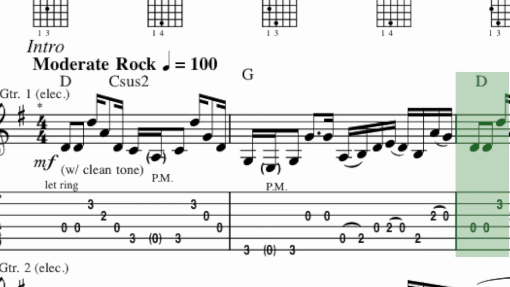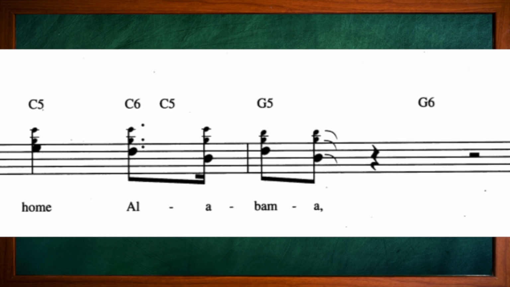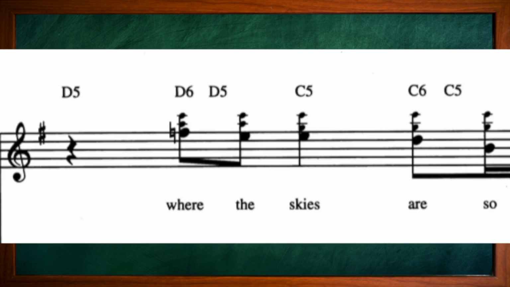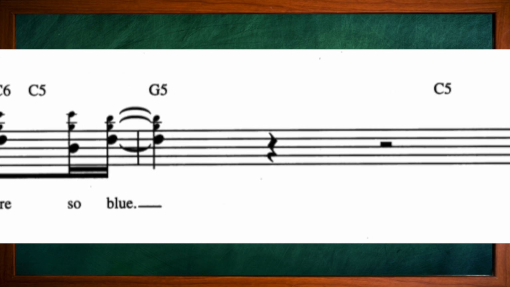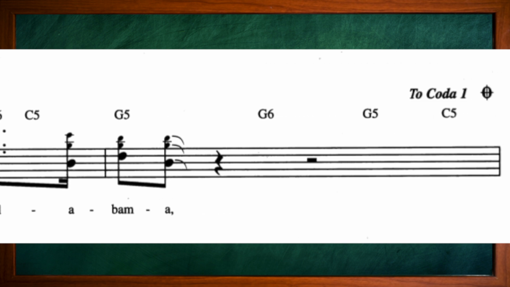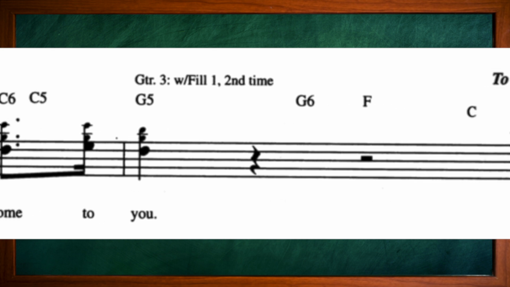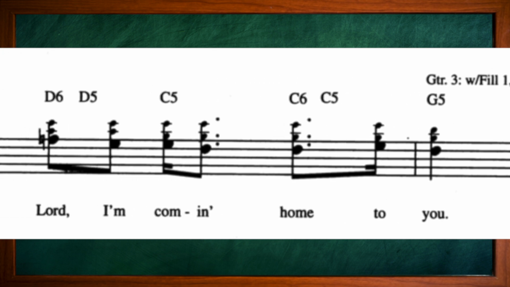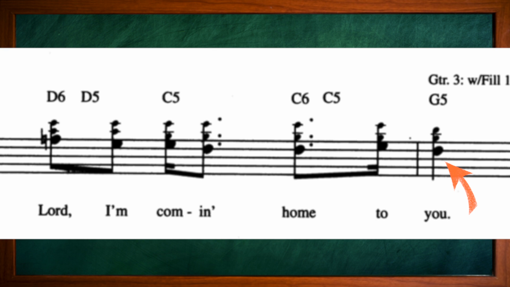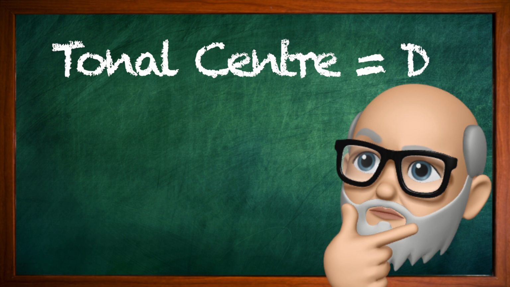Let us now take a look at the melody of the chorus to see if we get any hints to which note the melody resolves. As we can see, the melody resolves down to the note D on Lord, I'm Comin' Home to You, which leads us to believe that the tonal center of the piece is in fact D.